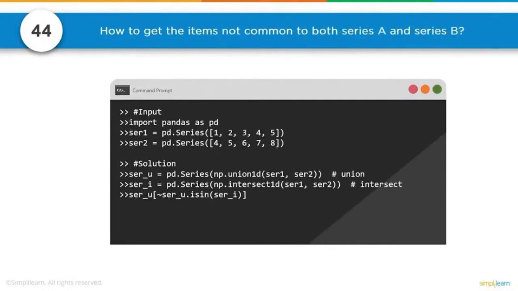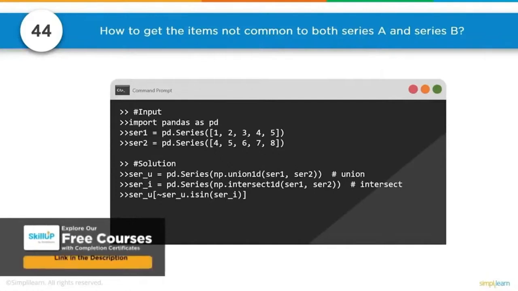Number 44. How to get the items not common to both Series A and Series B. And you can see here we have, instead of Series A and B, Series 1 and 2, and we have 1, 2, 3, 4, 5, 4, 5, 6, 7, 8. The solution is we take a pandas Series, Series U equals a pandas Series, np.union1d, Series 1, Series 2. So we can now make a union of them.